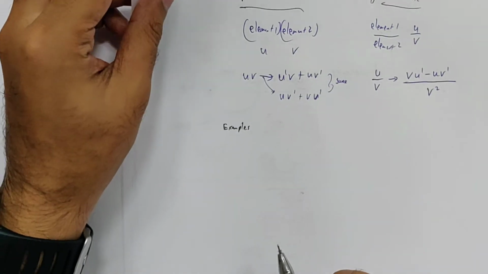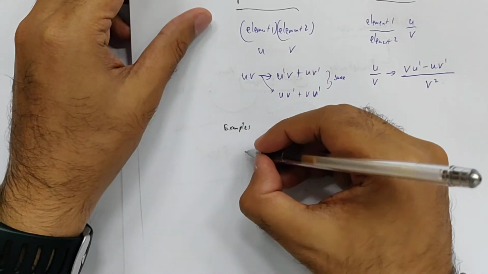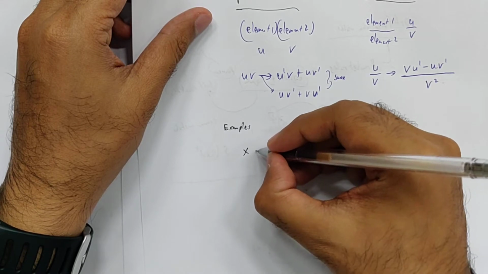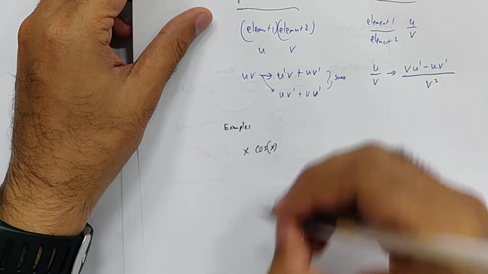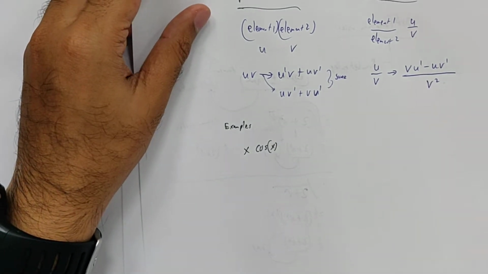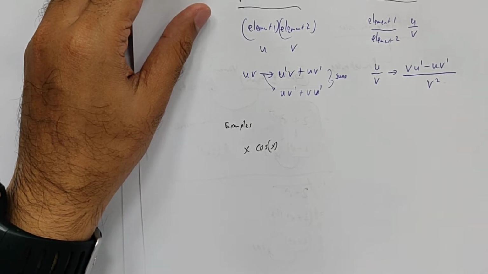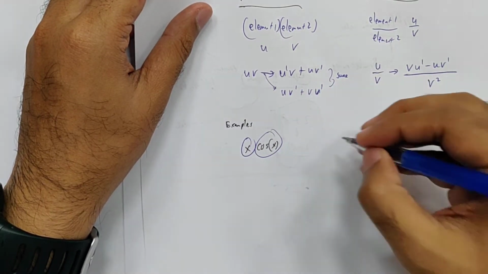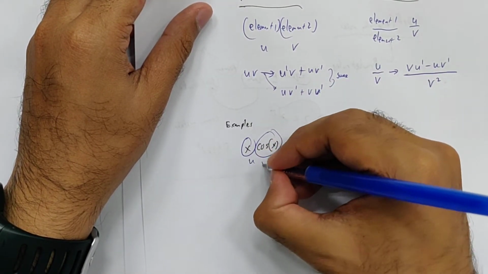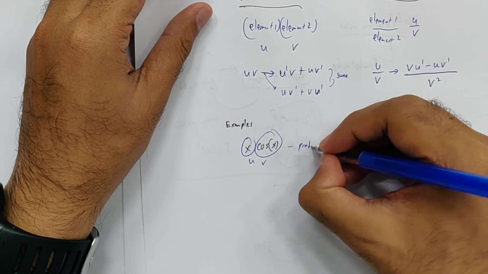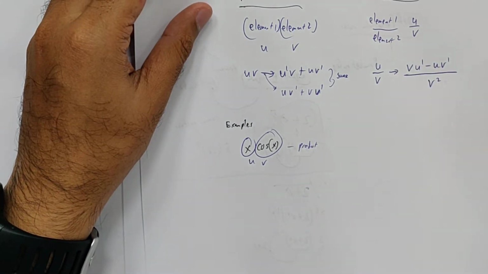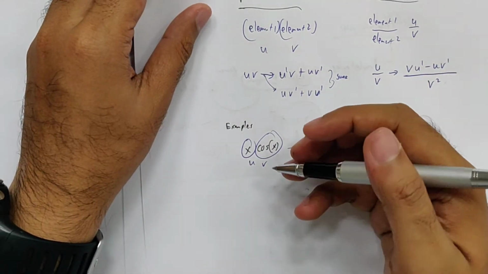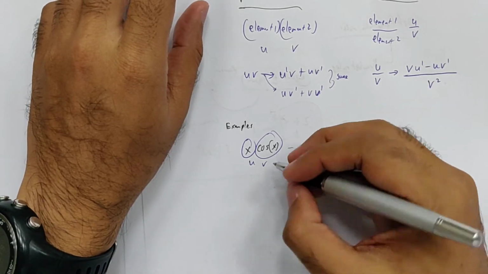You ready? What about if I said x cos x? What is this? It's a product. What element can you see there? x and cos x. Okay, so this is a product. Okay, we're not going to do that, and mostly, you know, it's going to take a lot of time.